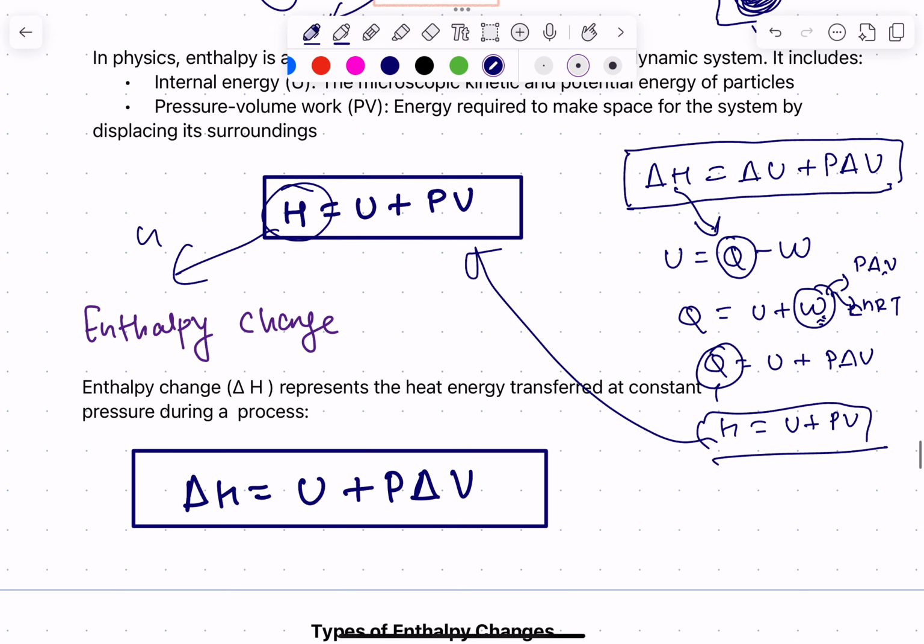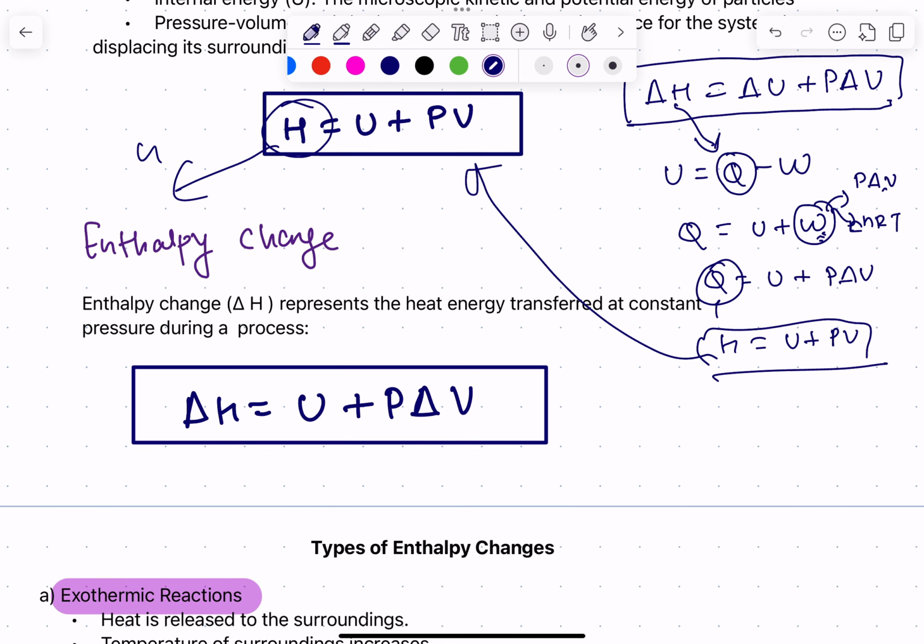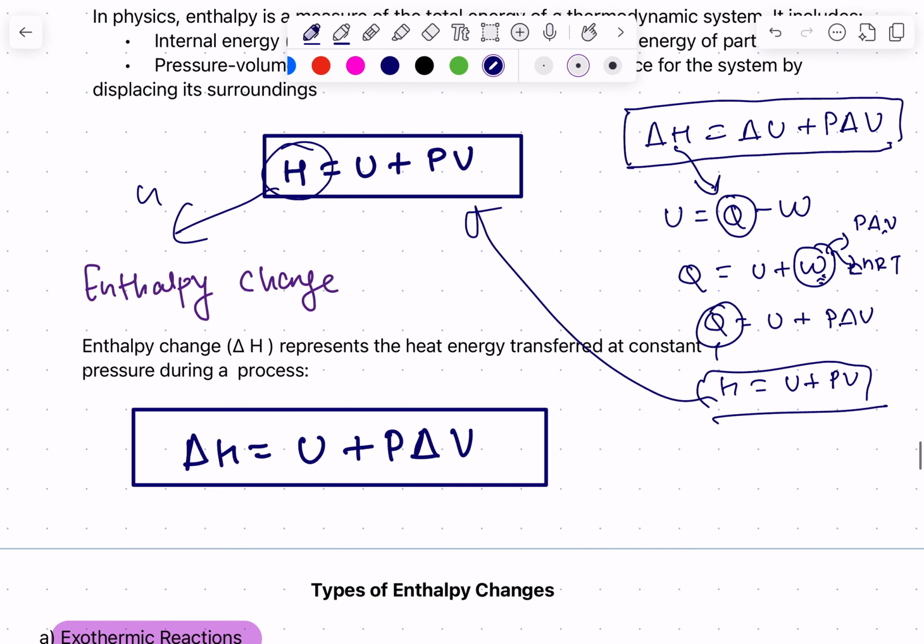So this is the formula, and I hope this formula is clear to all of you. If you have any questions until now, please ask me. Then we are moving forward with the types of enthalpy changes. Okay, question time. Any questions, please ask.